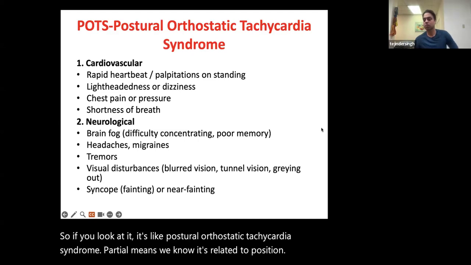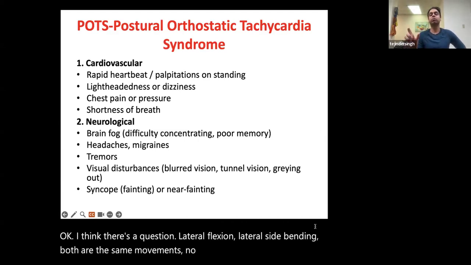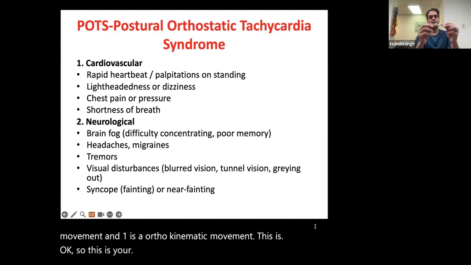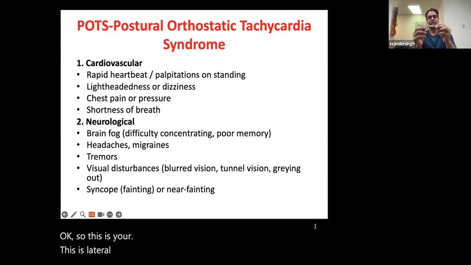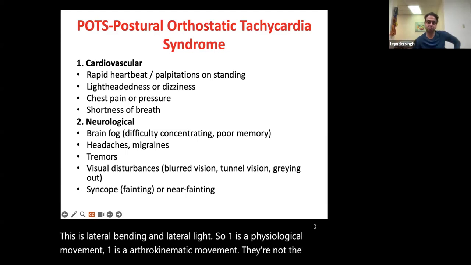Okay. I think there's a question, lateral flexion, lateral side bending, both are the same movements? No. One is a physiological movement and one is an arthrokinematic movement. So this is lateral bending and this is lateral glide. So one is a physiological movement, one is an arthrokinematic movement. They're not the same movement.